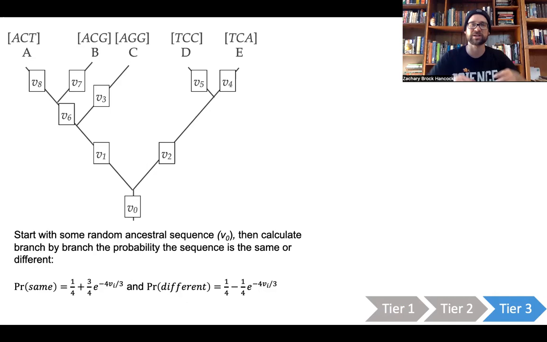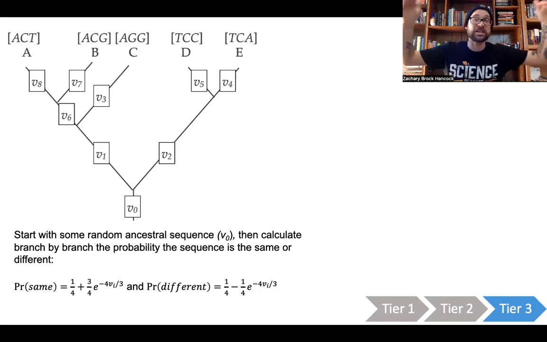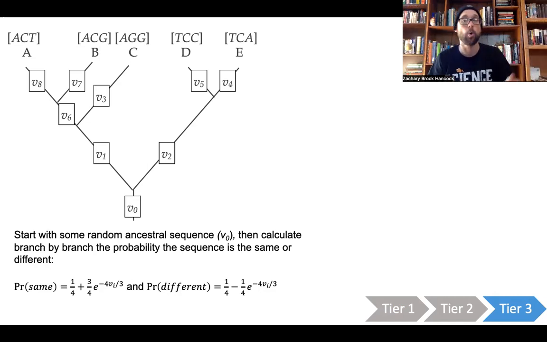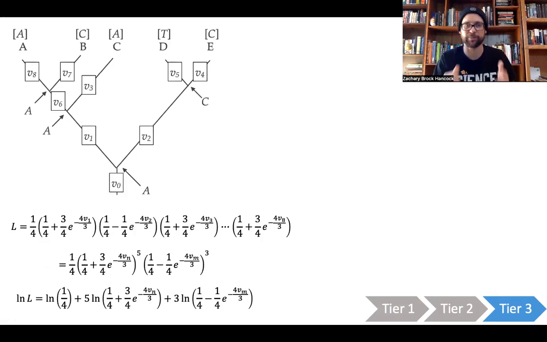Apply a random sequence, and then we would go branch by branch, and we would calculate the probability that the sequence across each branch is the same or different from that ancestral sequence. And I'm showing down here the probability that it is the same versus the probability that the sequence has actually changed. Okay, so now let's take a specific example. Don't get too afraid by the math down here. I'm going to walk you through every single part of it, okay?